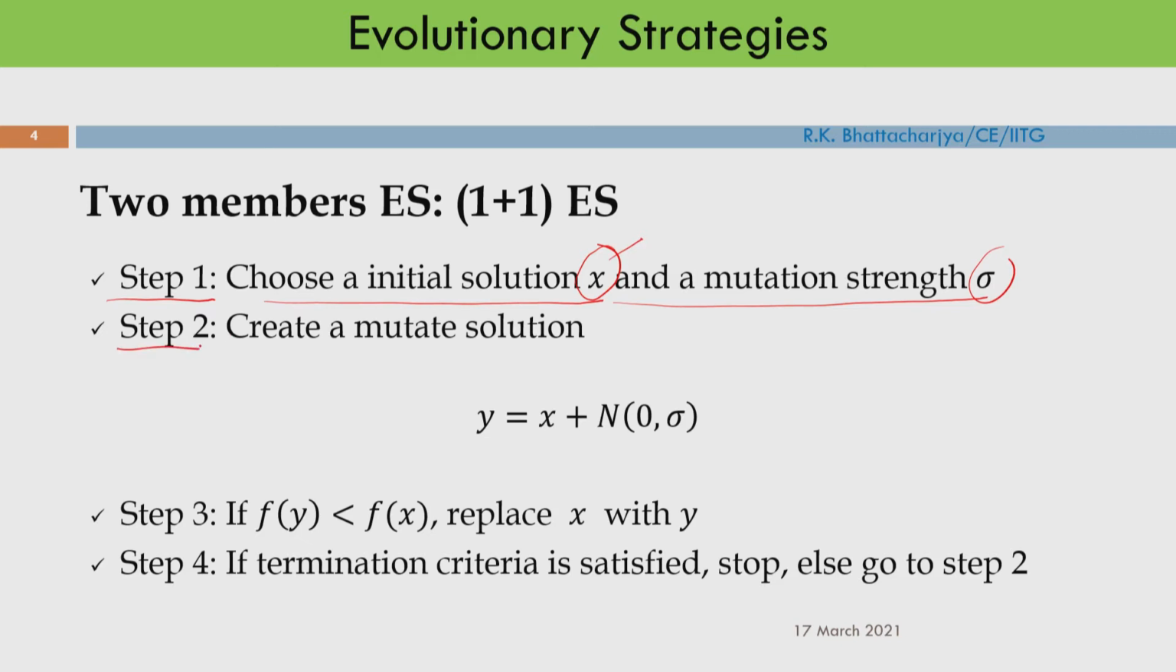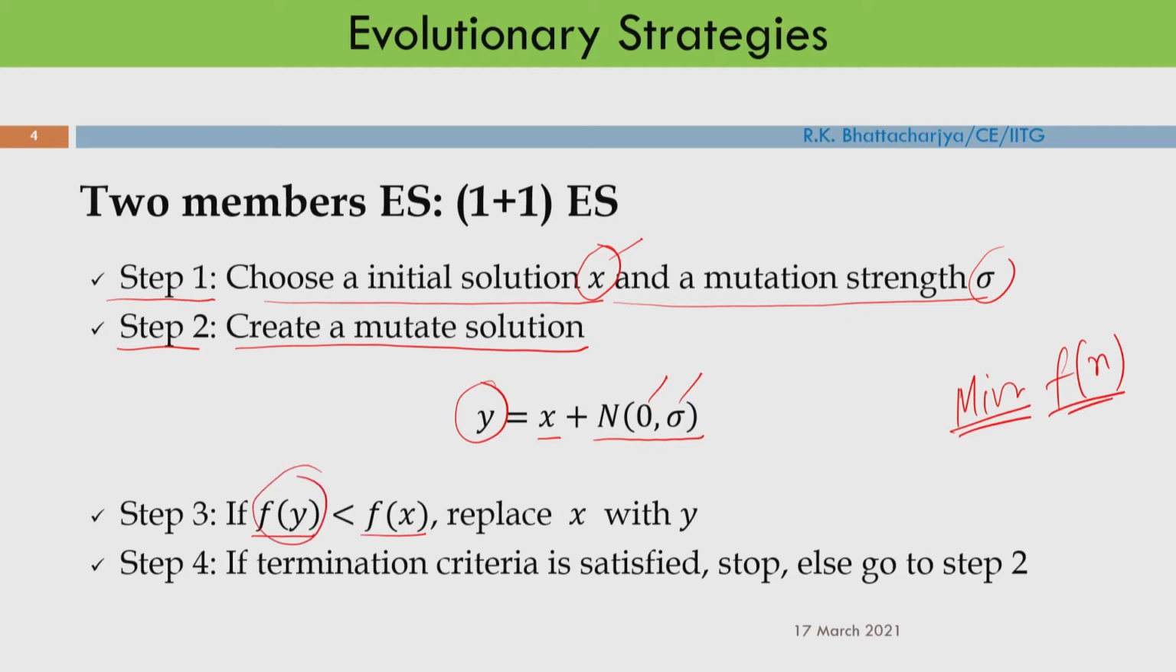Then in step 2, we create a mutated solution. We create this solution as y equals x plus a random number that I create with mean 0 and standard deviation sigma. Sigma is already defined. Now you have created an offspring. Now, you calculate the function value, that is f(y), and if f(y) is less than f(x), in the case of a minimization problem, where I am minimizing f(x), so if whatever new solution you create has f(y) less than f(x), then what do you do?